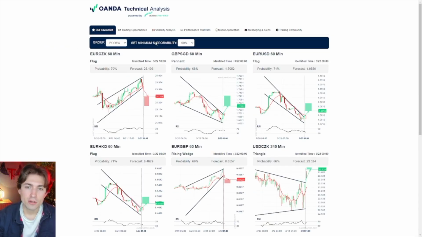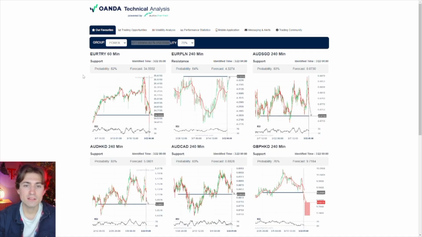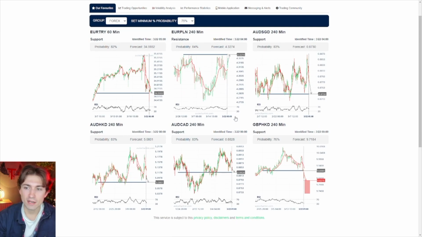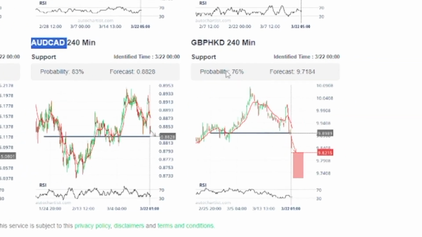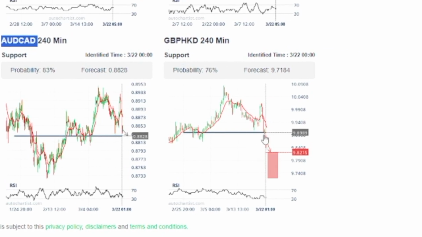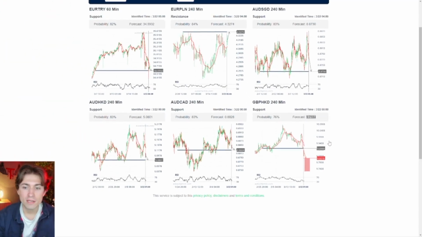I also noticed here, this is pretty cool, that you can set the minimum percentage probability. So let's say I want to go for something more like 75%. Suddenly, all of these probabilities will be higher than 75% here, which I think is awesome. So now I can identify like Australian dollar against the Canadian dollar. There is a support level that's been identified. It looks like price is potentially headed down to test that support level. Hong Kong dollar against the pound. Here you can see a support level has been broken. Now it's suggesting we could see a forecasted move down to 9.7184, so on and so forth.